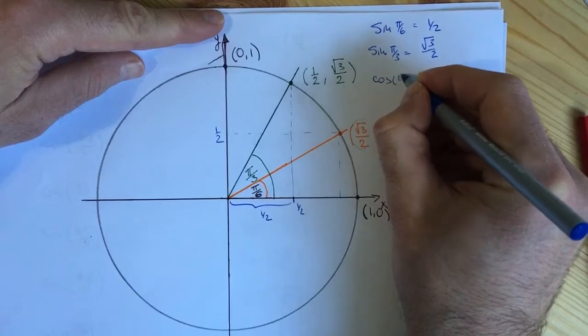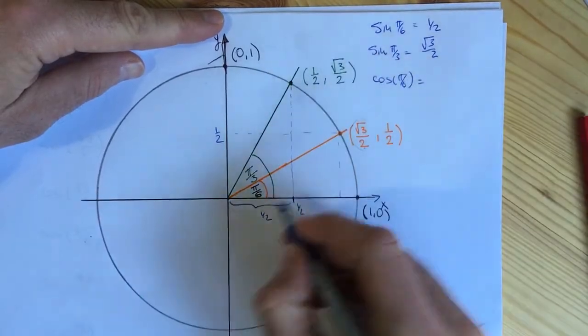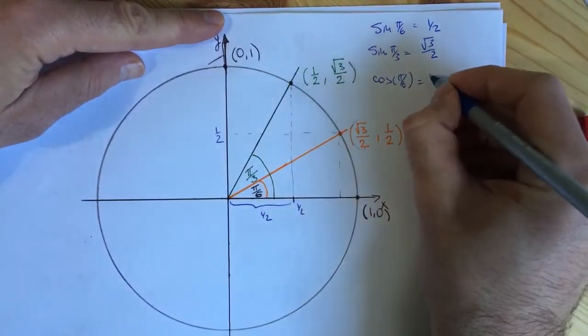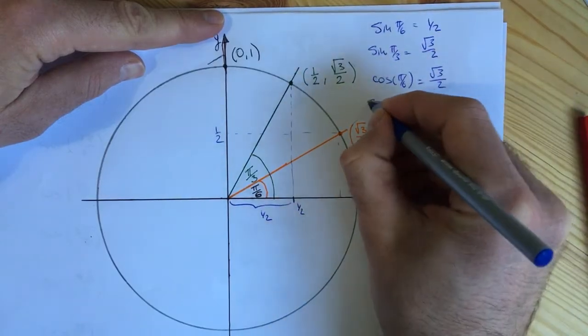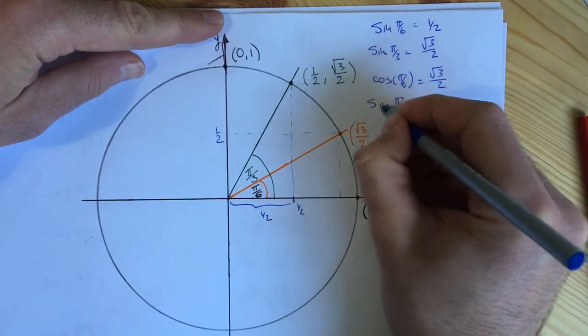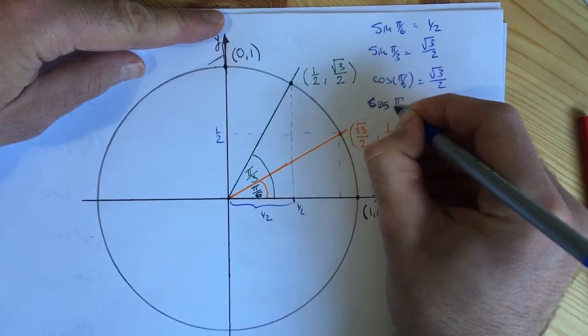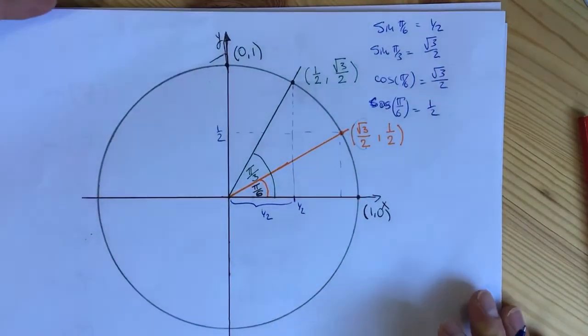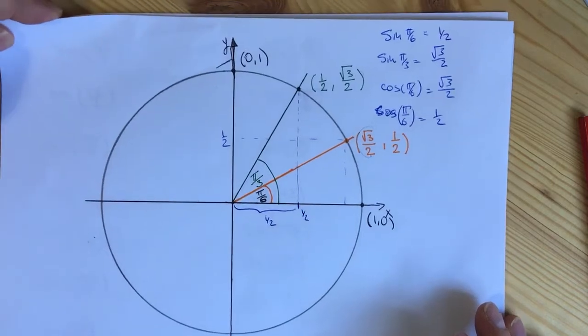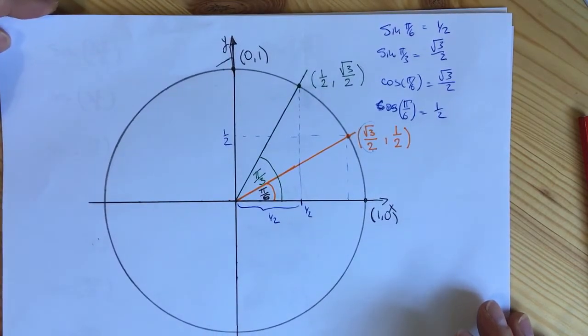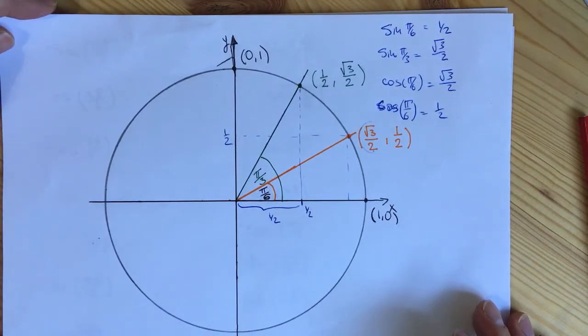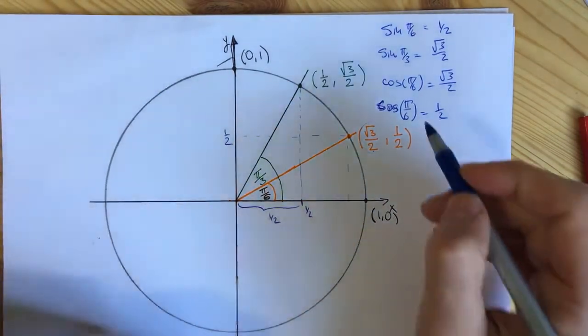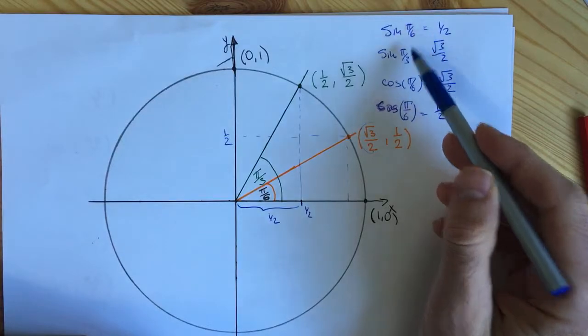Similarly, cosine of pi over 6 is square root of 3 over 2. And cosine of pi over 3 is equal to 1/2. But now having these values, you can determine all the values of the trigonometric functions evaluated at the angles that are multiples of pi over 6 and pi over 3.